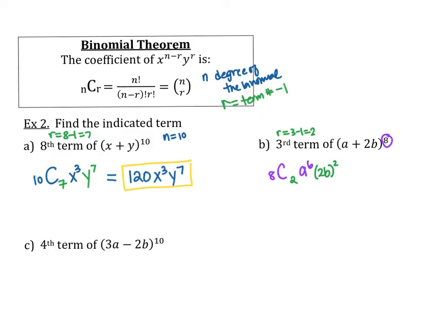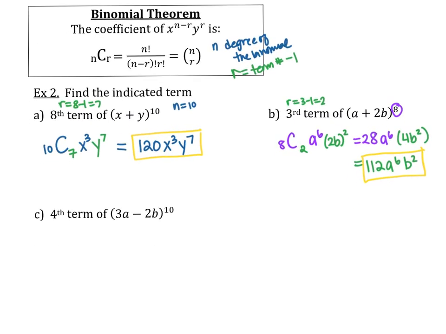Let me put 8 choose 2 in my calculator. I get 28, and then I'm going to simplify this a little bit because that's a to the 6th, and if I do 2b to the 2nd, I get 4b to the 2nd. So 28 times 4 is 112, a to the 6th, b to the 2nd. So that would be the 3rd term of the expansion. I don't know what the other terms are, but that's what the 3rd term is.